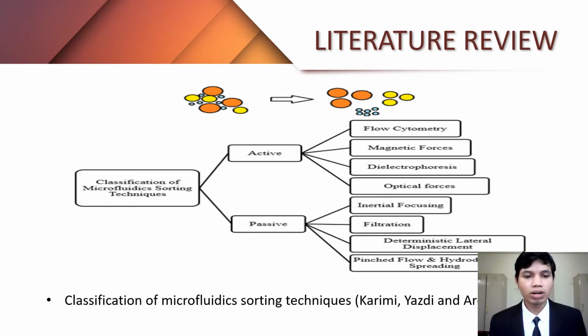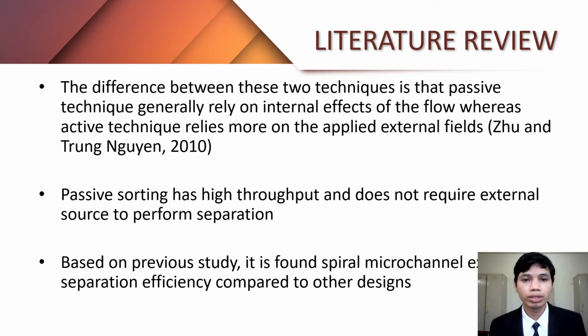From my literature review, I found that there are two classifications of microfluidic sorting technique, which are active and passive. The difference between these two techniques is that passive techniques generally rely on the internal effect of the flow, whereas active techniques rely more on applied external fields. This is proven by Zhou and Nguyen in 2010. Passive sorting has high throughput and does not require an external source to perform separation. Based on previous studies, it is found that spiral microchannels exhibit high separation efficiency compared to other designs.